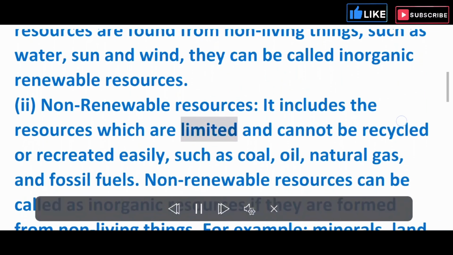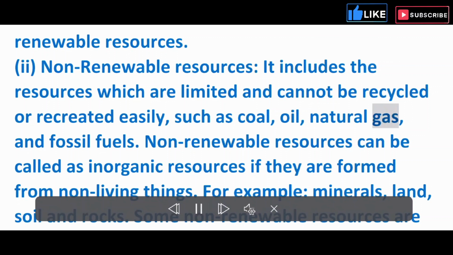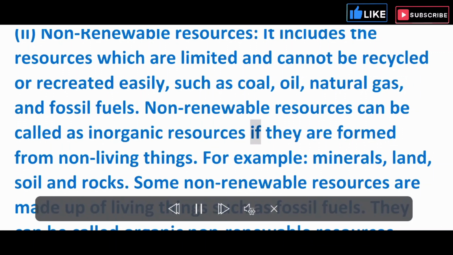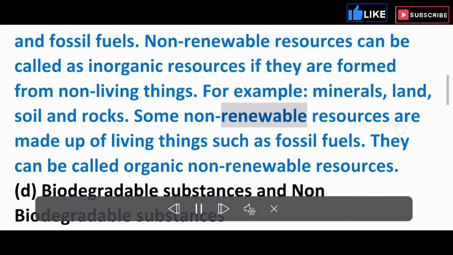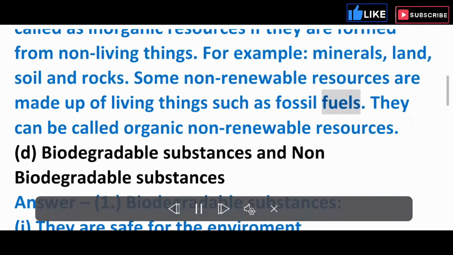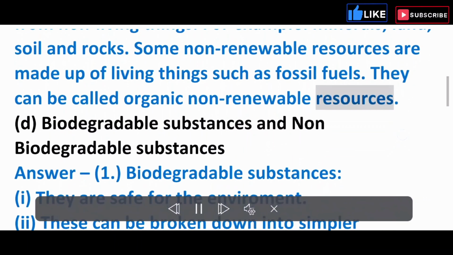resources which are limited and cannot be recycled or recreated easily, such as coal, oil, natural gas, and fossil fuels. Non-renewable resources can be called inorganic resources if they are formed from non-living things. For example, minerals, land, soil and rocks. Some non-renewable resources are made up of living things such as fossil fuels. They can be called organic non-renewable resources.